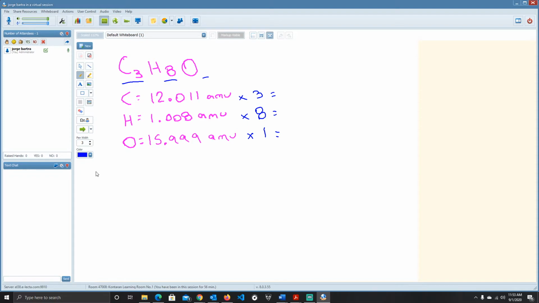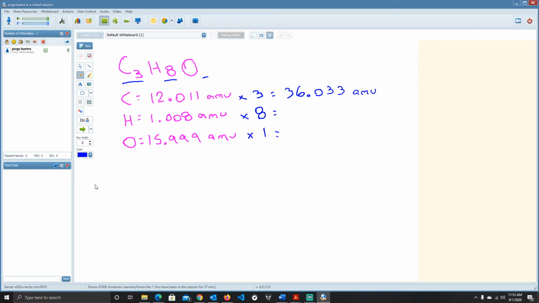So I just go to my calculator and type 12.011 times 3. That will leave you with 36.033. My bad, I said 36.00, it will be just 36.033. And that will be again in AMU. So we write here our nice unit AMU.